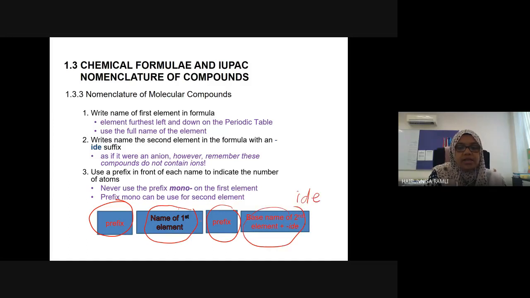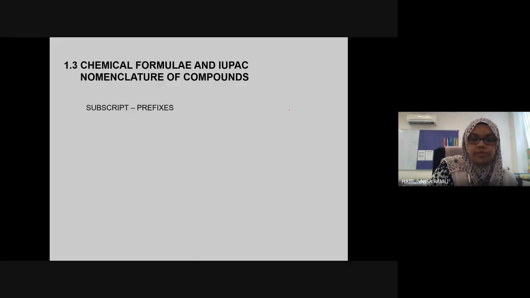So macam ni kita nak determine siapa first element, siapa second element kalau dua-dua non-metal kan? So you have to follow this one lah. Element furthest left down on the periodic table. Okay, follow this one. So tengok example.